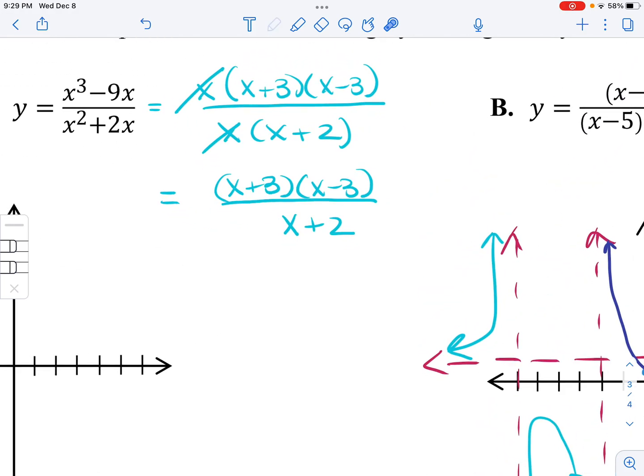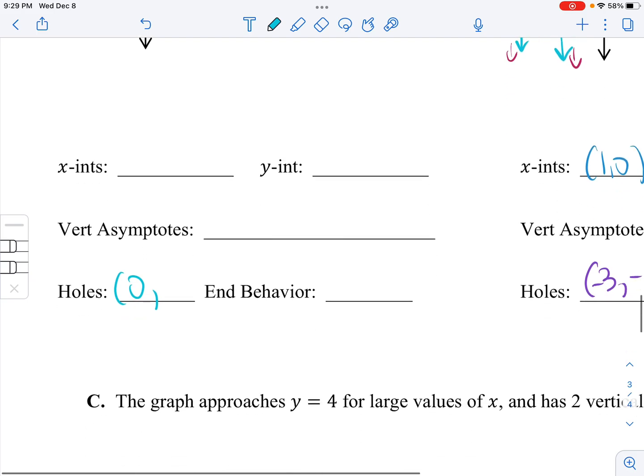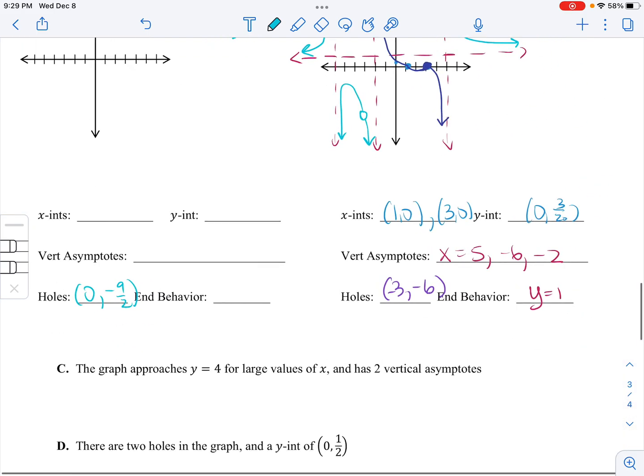Maybe some of you are already thinking about a situation that's going to happen. You'll see what happens. So 0 plus 3 is 3. 0 minus 3 is negative 3. 0 plus 2 is 2. 3 and negative 3 is negative 9. So negative 9 over 2 or negative 4.5, whatever you think. So I'm going to graph that right away somewhere down there. Okay.